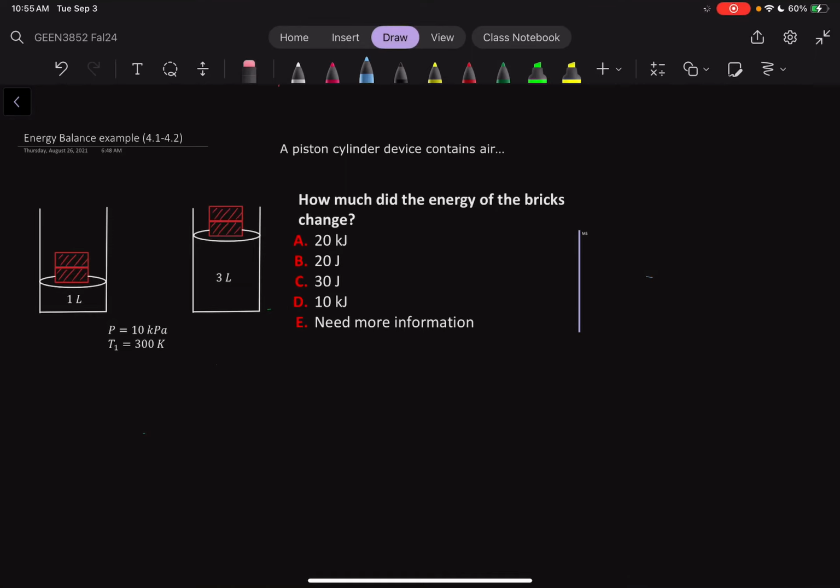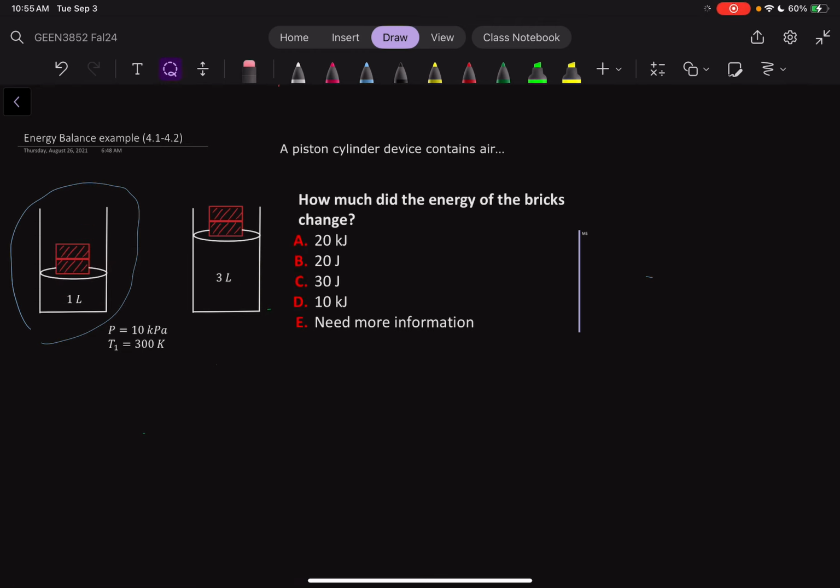All right, engineers, in this video, I'm going to go through an example doing an energy balance for a closed system. So in this example, we have a piston cylinder device shown here on the left, and I'm adding some heat to it. So I'm doing some sort of process to it, and I'm expanding that gas from 1 liter to 3 liters and raising up those bricks. So bringing those bricks up from 1 liter up to 3 liters.